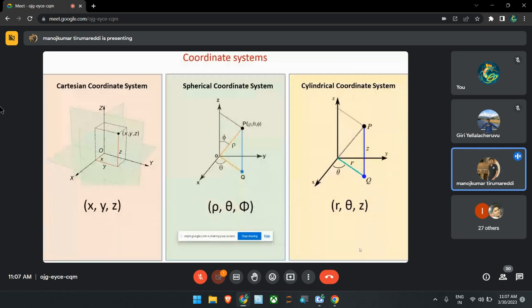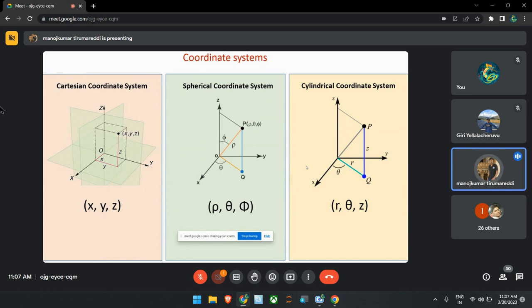If you want to look at any position or any point in space, we use coordinate systems, right? There are different coordinate systems. We use X, Y, Z positions to look at any point in space. If it is in a plane, we use two coordinates X, Y, and we consider the Z plane as constant. But in space, we use three coordinates, and there are a number of coordinate systems. These three are very familiar to us: Cartesian, spherical, and cylindrical coordinate systems.